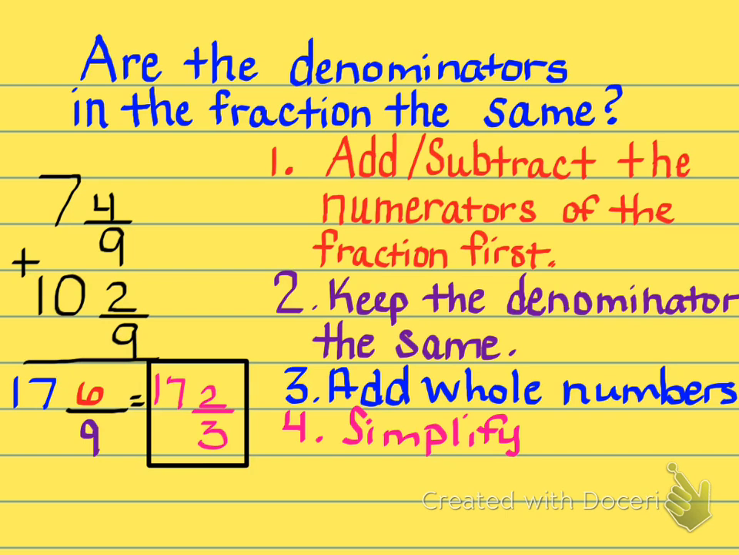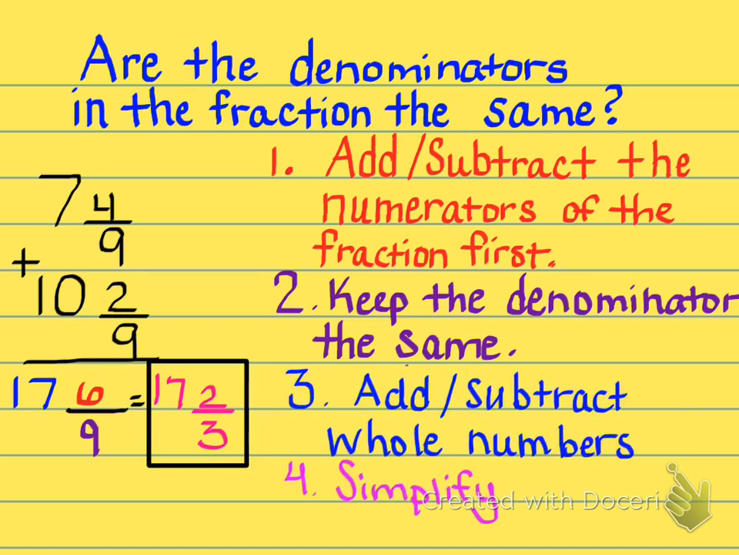Since these denominators are both 9, then you want to go ahead and keep the denominator the same, which is 9. You're going to add or subtract the numerators of the fraction first, and then you're going to add, and in this case add, but it would be add or subtract the whole numbers as well. All right, I went ahead and corrected the notes so you want to as well. It says to add or subtract the whole numbers. So in this case, we're adding 7 plus 10 gives us 17. 4 plus 2 gives us 6, and we get 17 and 6/9.